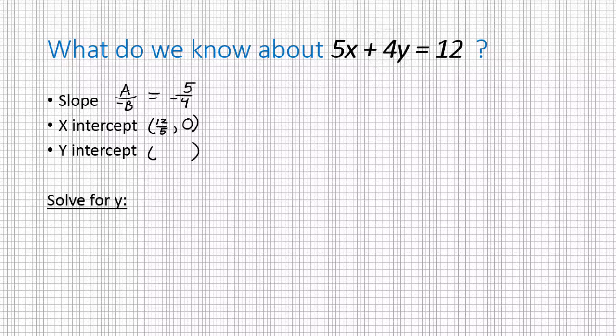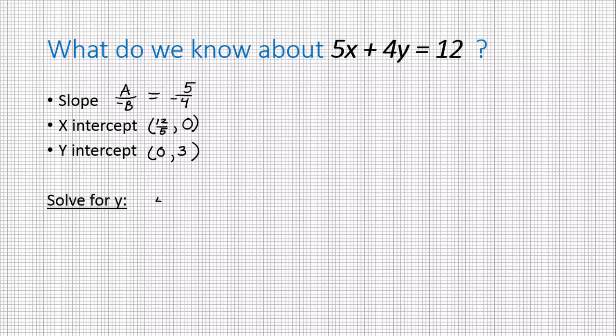The y-intercept is where the line crosses the y-axis. So the x-coordinate will be 0. If you plug in 0 for the x-coordinate, it makes the 5x term disappear. You solve for y and you get 3. Okay, let's set those aside and look at slope-intercept form.